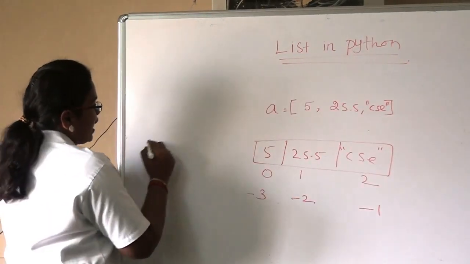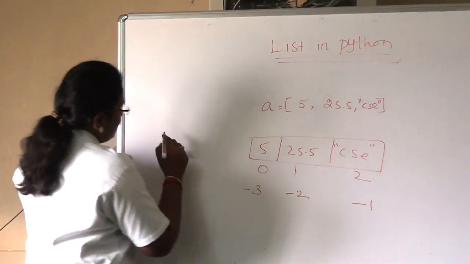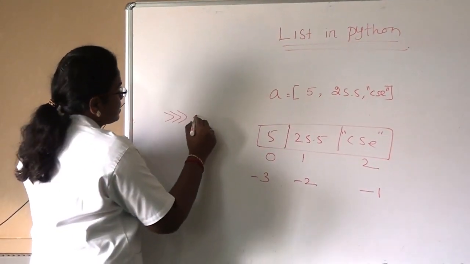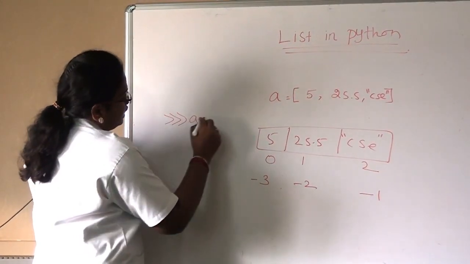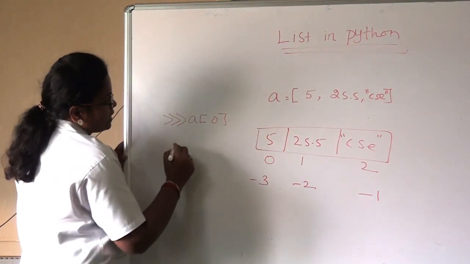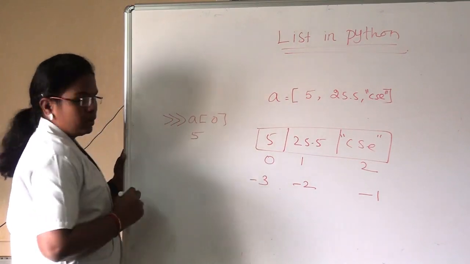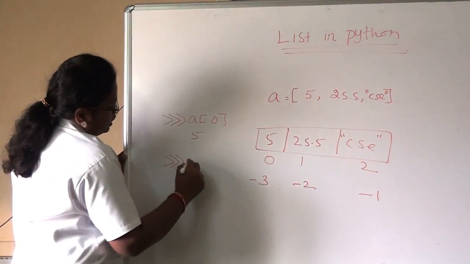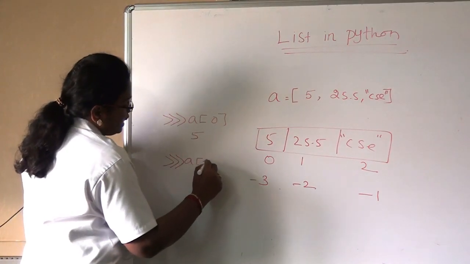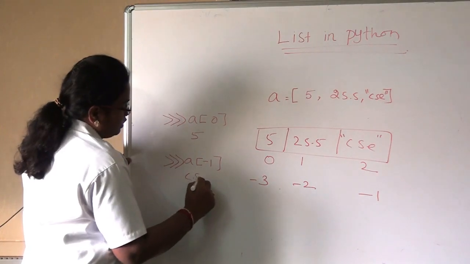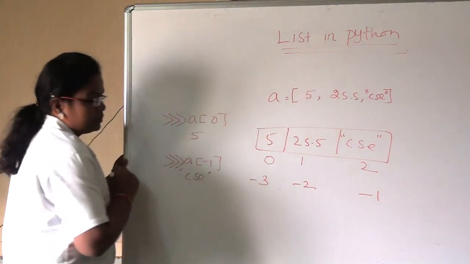If you want to access the first element, I'm using interactive mode, you can access it by using the index operator A of 0. It will return the answer as 5. If you want to fetch the last element, you can give the command A of -1. It will print the answer as CSC.